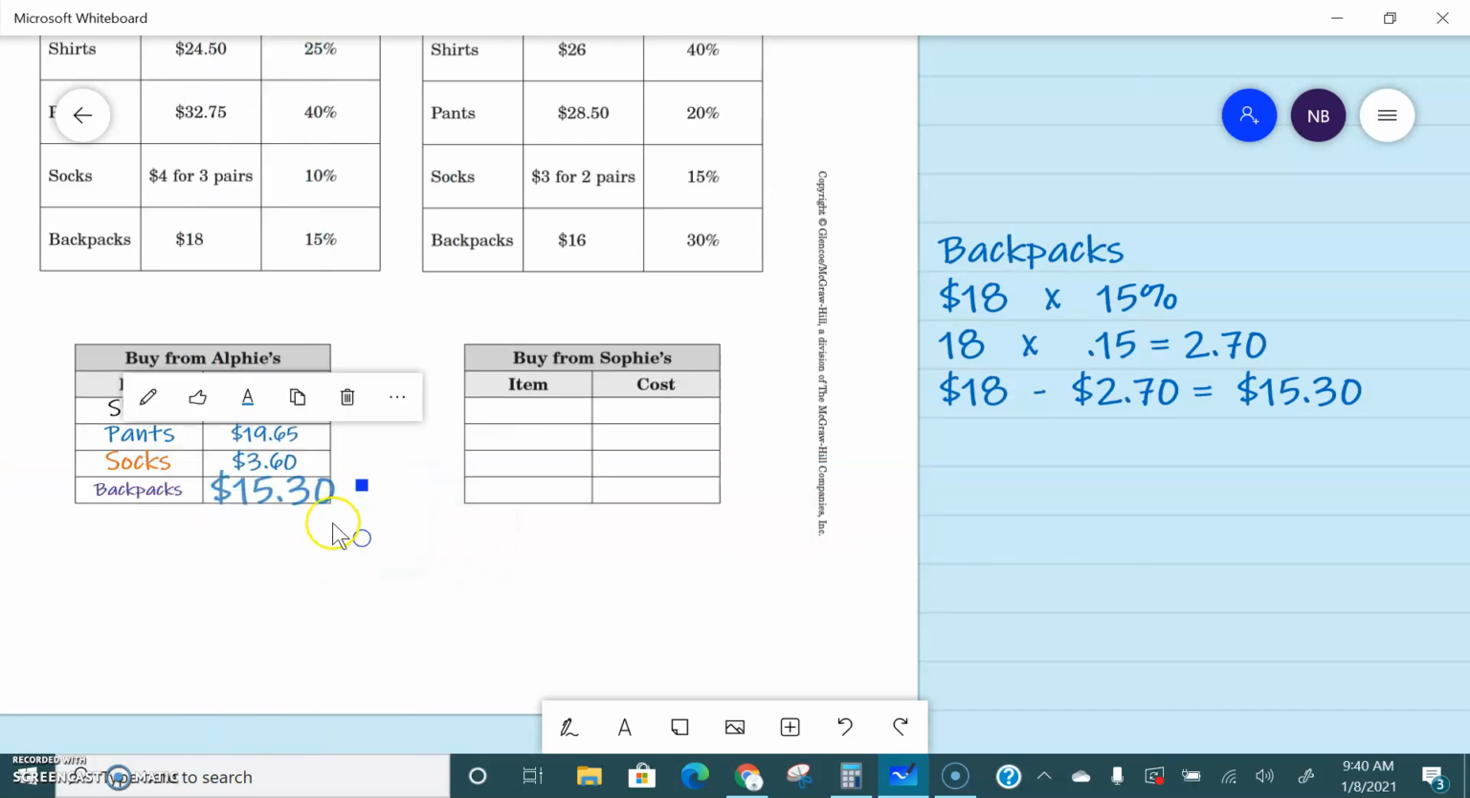This is pretty much what you're going to be doing for Sophie's. We figured out shirts, pants, socks, and backpacks all have a different price once they get the discount. So good luck, and message me or email if you have any questions. You're going to do the same exact thing for Sophie's box that you did in Alfie's box.